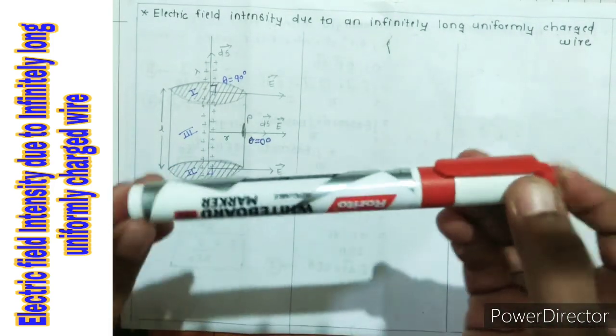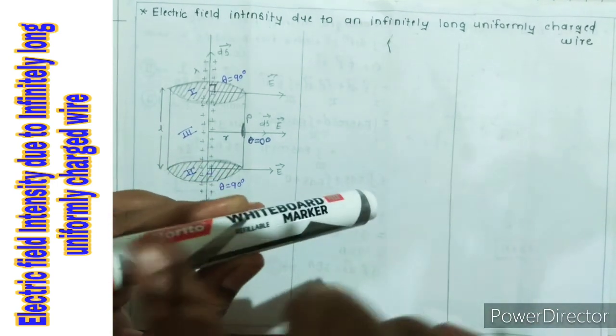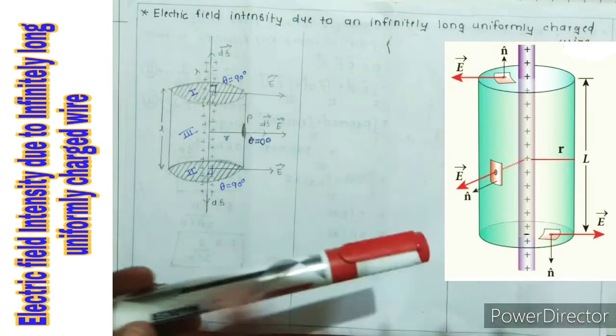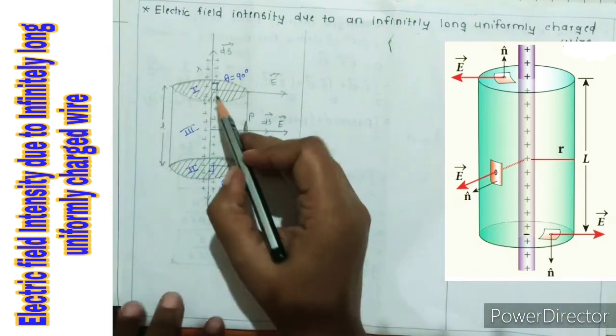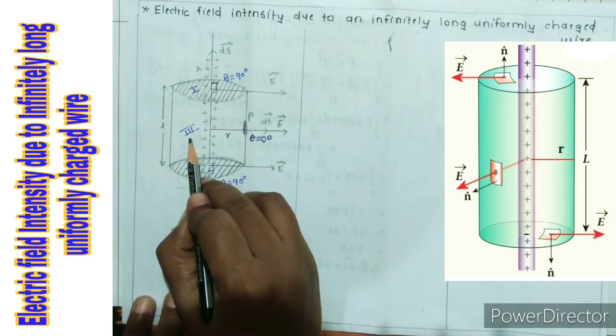Now first you understand the concept of the cylinder. This is a cylindrical shape. You can see that it has three parts. This is the first part, this is the second part, and this is the curved part, which is the third region. Fine. So similarly we can divide this cylinder also into three parts. Here is the first region, second region, and this is the third region.